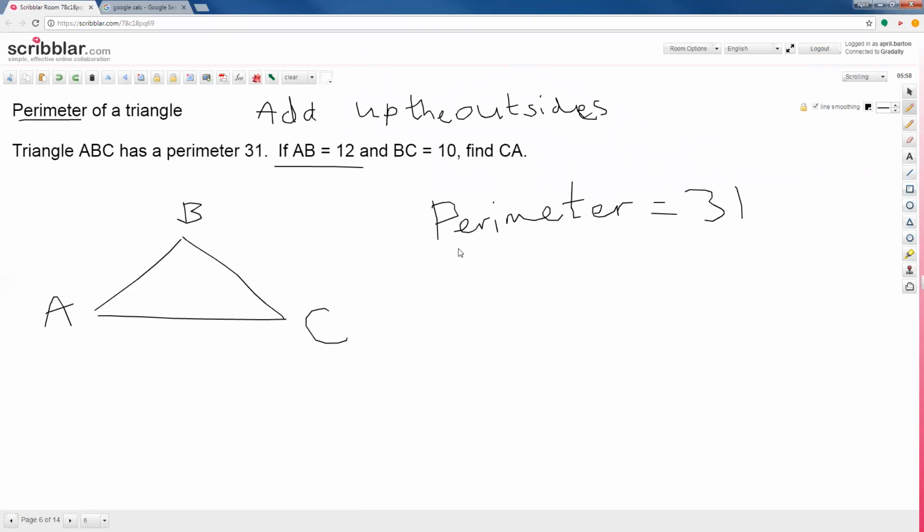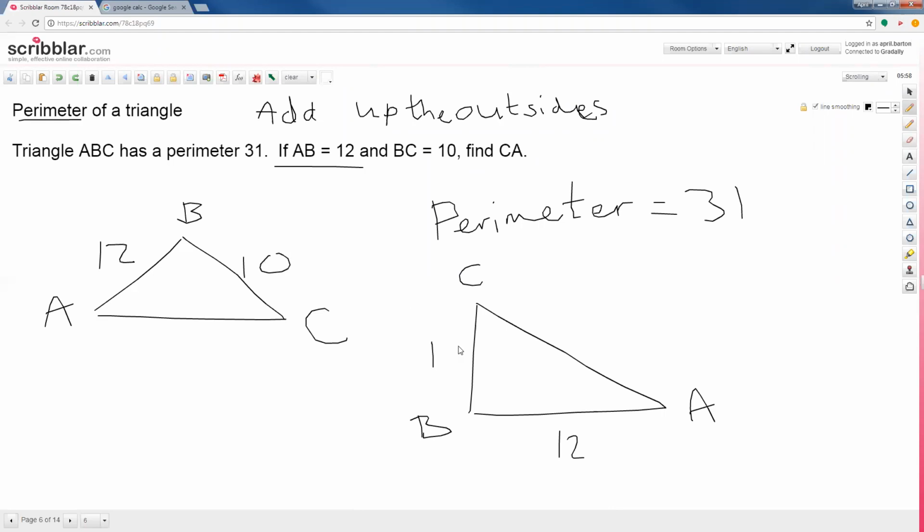If AB equals 12. So it helps to draw the picture because I want to actually label this. I drew a triangle. I called it ABC. If you drew a different triangle and put the letters in different places, that's okay. If you draw any triangle and you label the side that you have as 12, it's still going to work out. BC is 10, and we want to find CA.